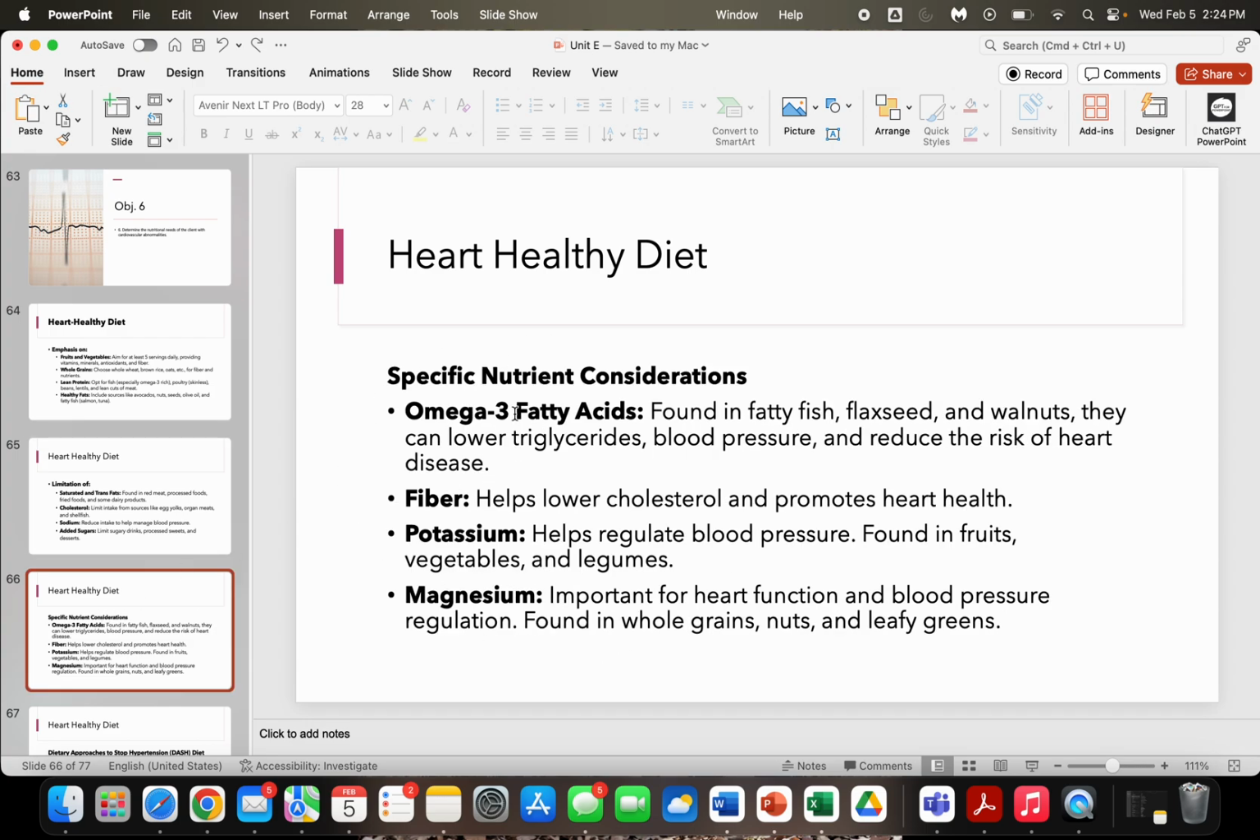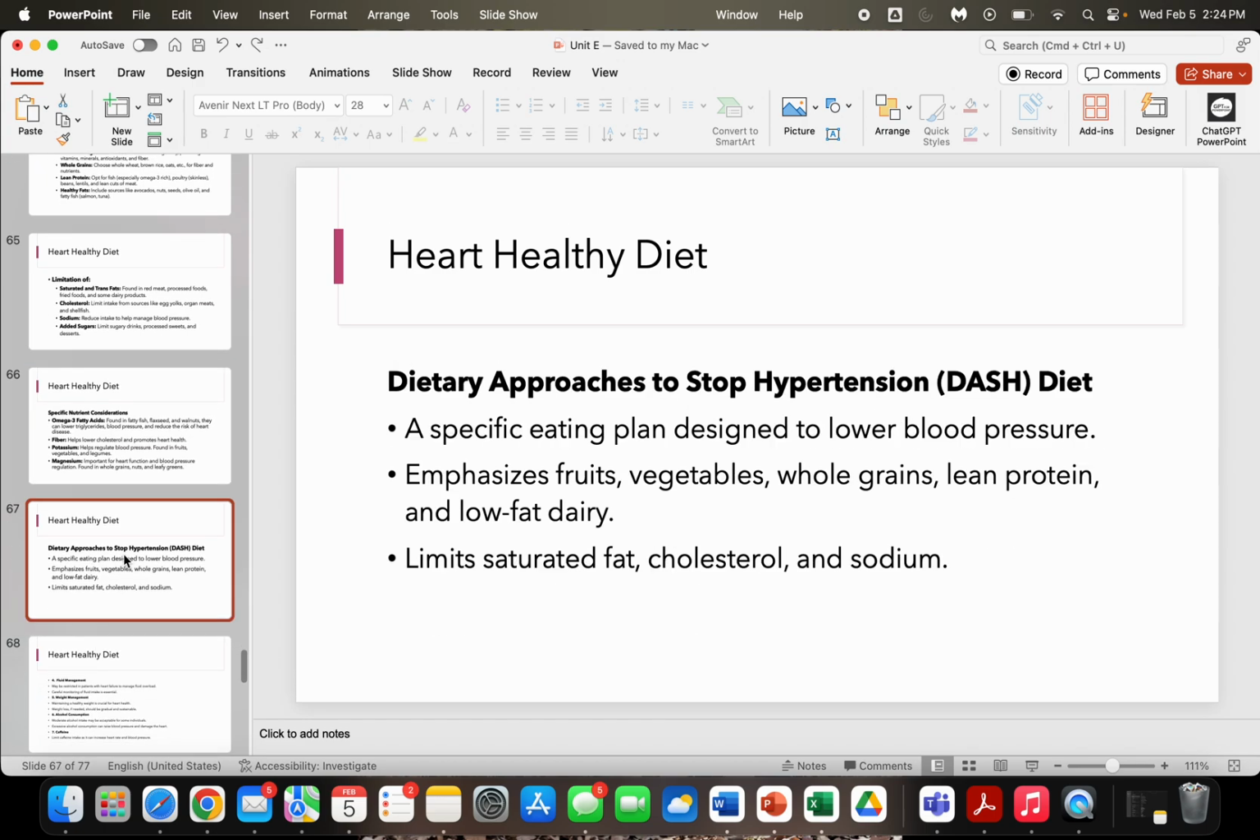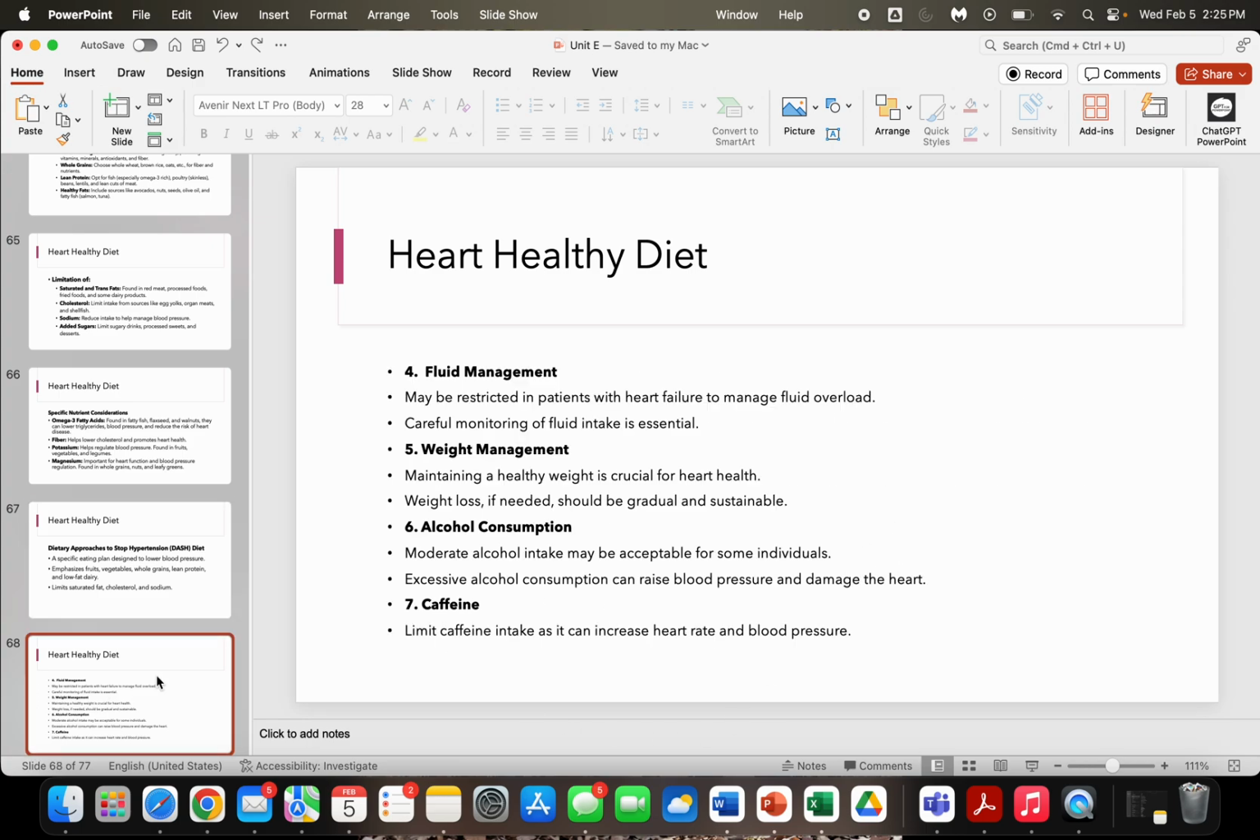Okay. Specifically, we want to make sure that we're giving them enough omega-3s, fiber, potassium is super important, and magnesium is super important, okay? The book actually talks about the DASH diet, which is, if you ever have or hear a dietitian talk to patients about heart healthy diets, this is a lot of what they teach. So dietary approaches to stopping hypertension, okay? A specific eating plan, it helps them lower blood pressure, it focuses on those healthy pieces and the limitation of those pieces we already talked about.